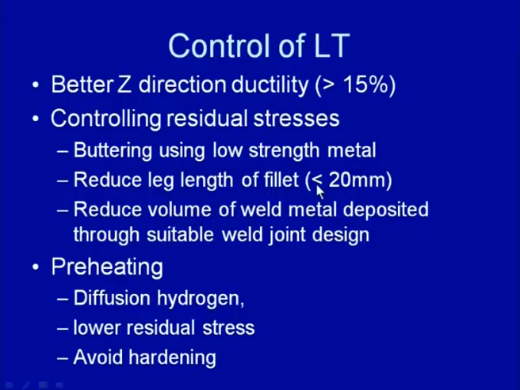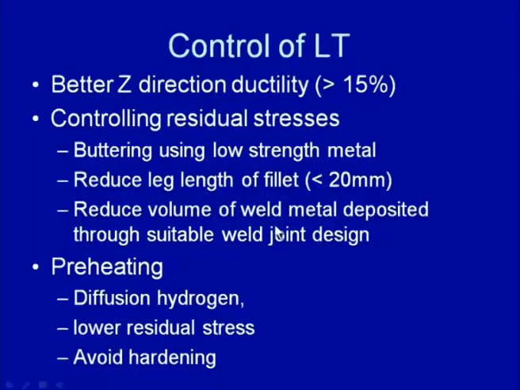Reducing the leg length of the fillet will further help in reducing the extent of contraction, and so the tensile stresses that are being developed due to the differential expansion and contraction. So, reducing the leg length of the fillet also helps in reducing the tensile stresses. Then reduce the volume of the weld metal being deposited through a suitable joint design. So, any design which helps in reducing the volume of weld metal will eventually help to reduce the magnitude of the tensile residual stresses that are being developed in the heat affected zone and in the weld area.